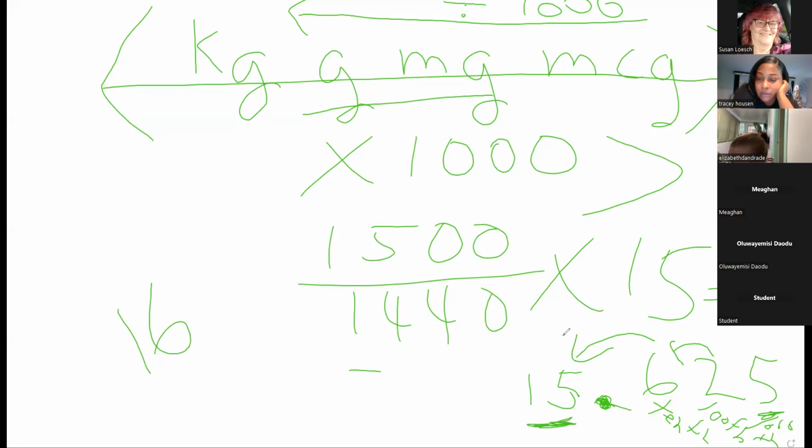Okay? And if you're rounding to the nearest 100th, this 5 is going to determine what that 2 does. So what would happen with that 2? It turns to a 3. It would become a 3. So if I said rounded to the nearest 100th, this would be 15.63. Okay?